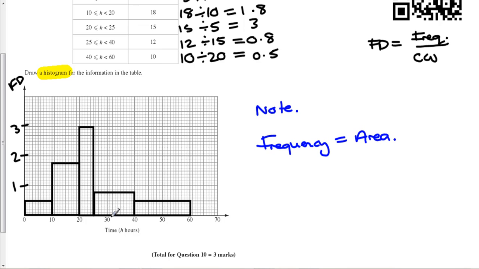So for this one, which is 15 by 0.8, if you multiply those together, you get 12, which was the frequency. So frequency is area, though that's not required in this particular question.